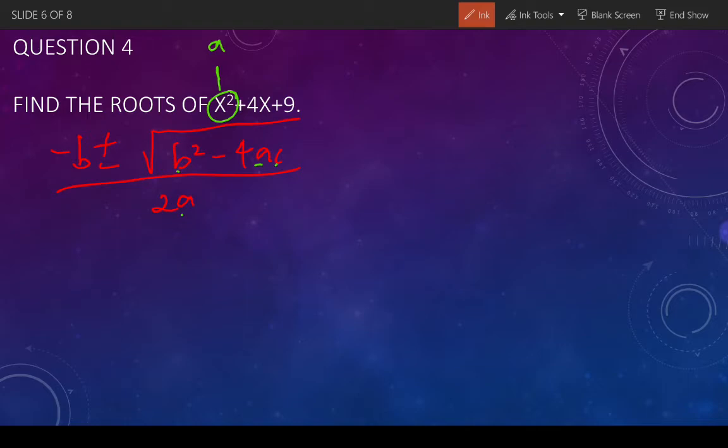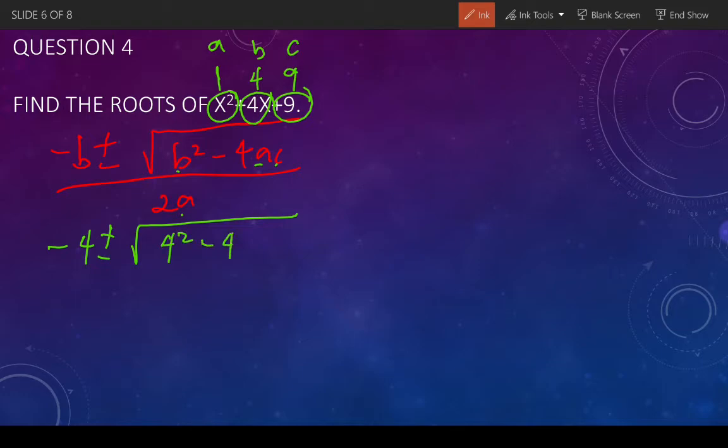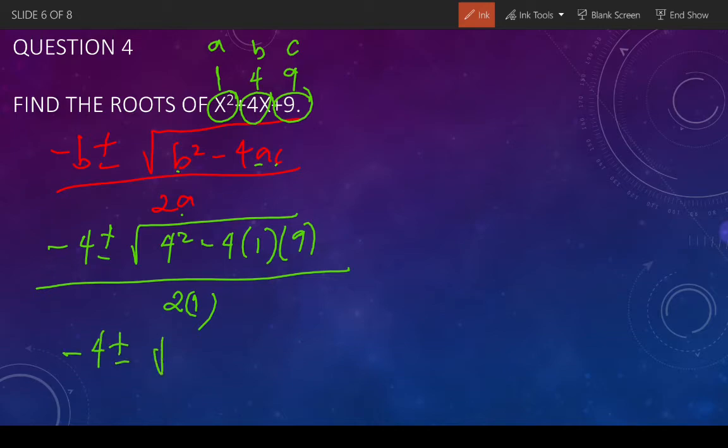Yun yung a. Yung numerical coefficient naman ng linear term, yun yung b. So we have 4. And then the constant is letter c. So we're going to use those letters, and then we're going to substitute. So you have negative 4, positive negative square root of 4 squared minus 4 times 1 times 9 all over 2 times 1. Then we're going to simplify. So we have negative 4, positive negative square root of 16 minus 36 all over 2.